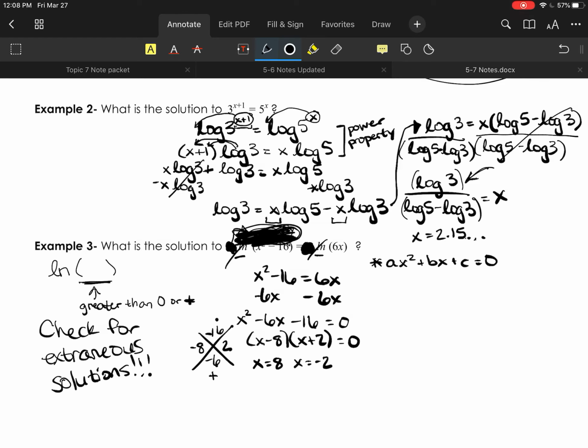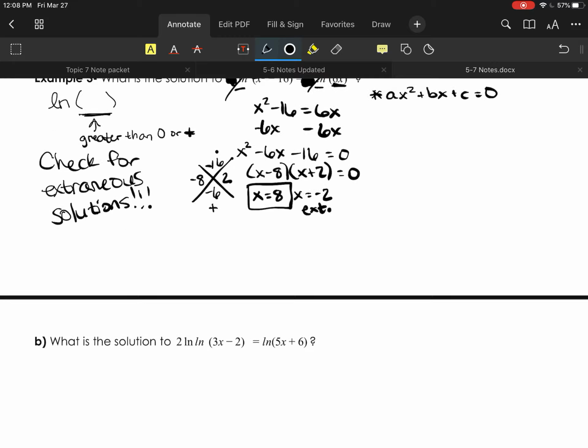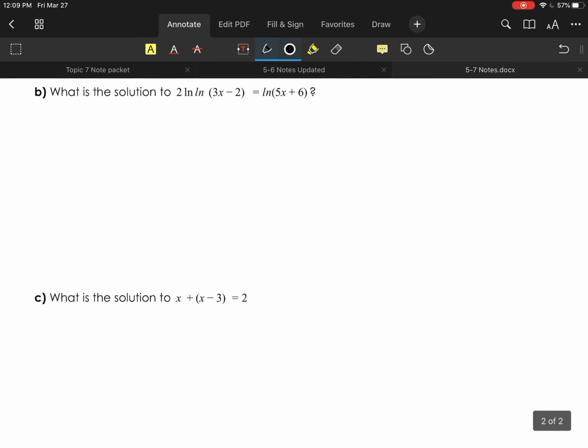So if I plug in negative 2 into 6x over here, 6 times negative 2 is negative 12. So that's no-go. I can already tell this is extraneous and this is 8. But just plug each answer into the argument. If you get a negative number or 0, it's extraneous. Typically, it's the negative one, not always, though, so watch out for that. All right, go ahead and flip to the next page.